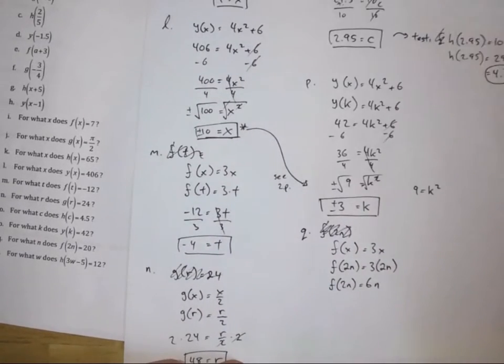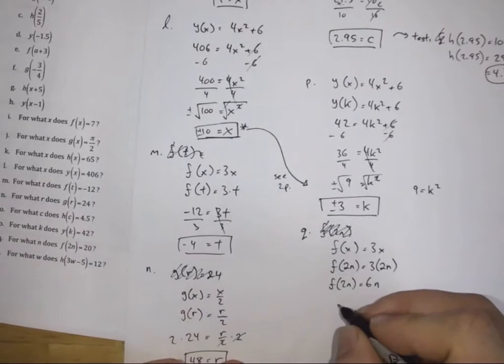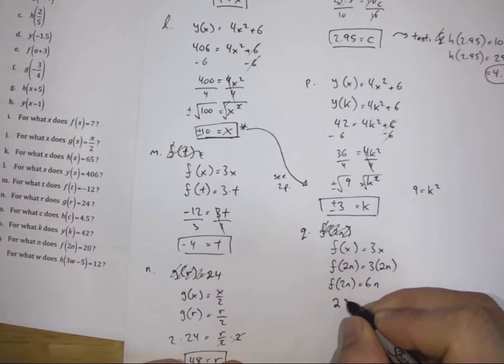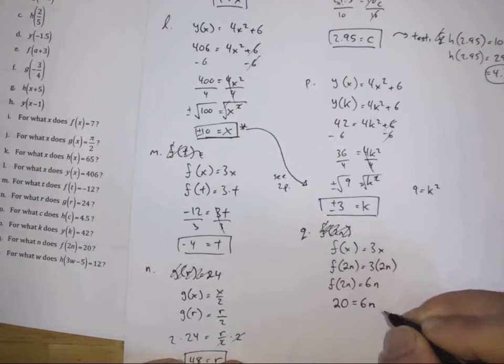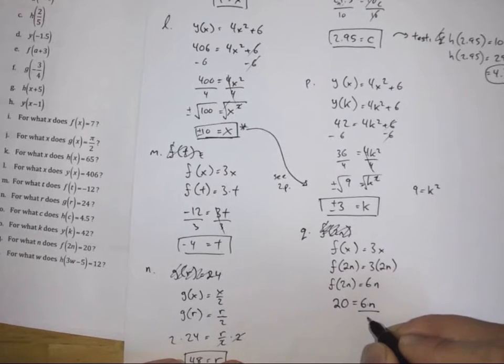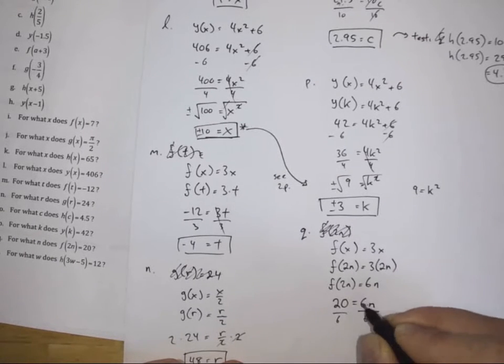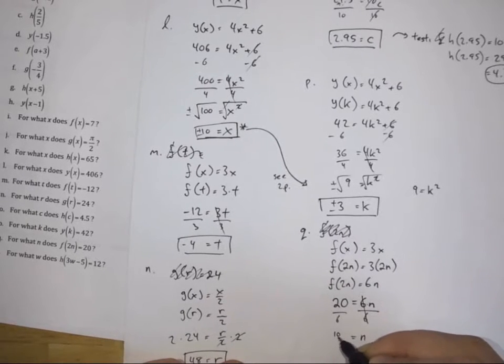All right, and now we know that f of 2n is the same thing as 20, the output for the input 2n is 20. And then to find out what n satisfies this, we would divide by 6. We get n is 20 over 6, which is the same thing as 10 over 3, simplified.